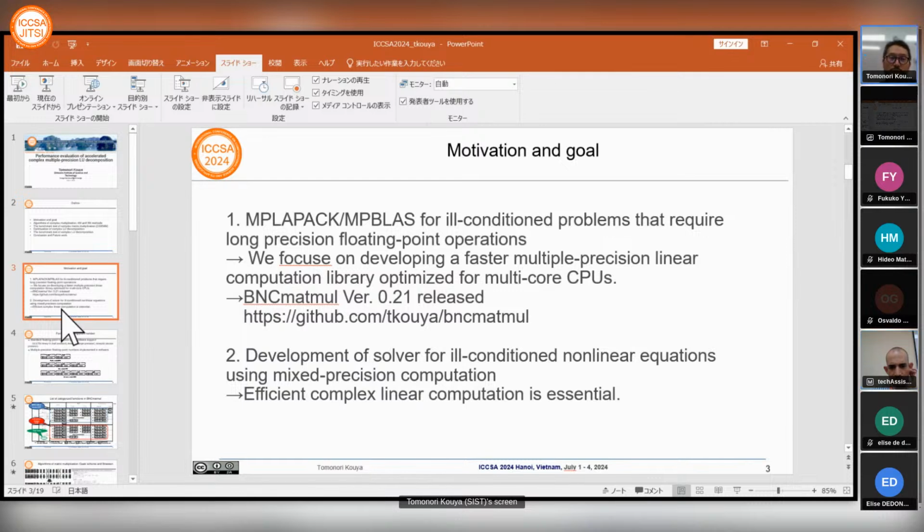We are focusing on developing a faster matrix multiplication linear computation library optimized for multi-core CPUs. Now we have developed the BNCmatmul library, version 0.21, which has been released on GitHub. Now we are developing a solver for ill-conditioned nonlinear equations using mixed precision computation. That is very important to be accelerated by using efficient complex linear computation. So we are developing complex linear computation functions.